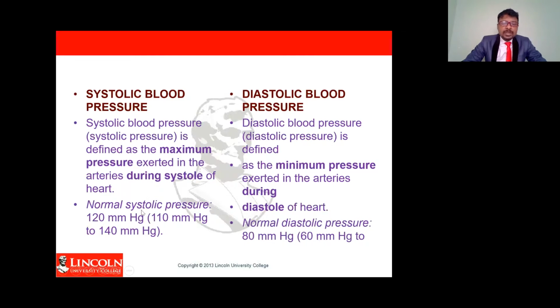If you see the systolic blood pressure we just discussed, it is defined as the maximum pressure exerted in the arteries during the systole of the heart. Systole means heart contraction. So during the contraction time, the pressure is called the systolic blood pressure. During the relaxation time, which is the filling stage, it is called the diastolic blood pressure. The diastolic pressure will be 60 to 80. Normally the pressure will be 80. If it is much less than this, it may be called hypotension.